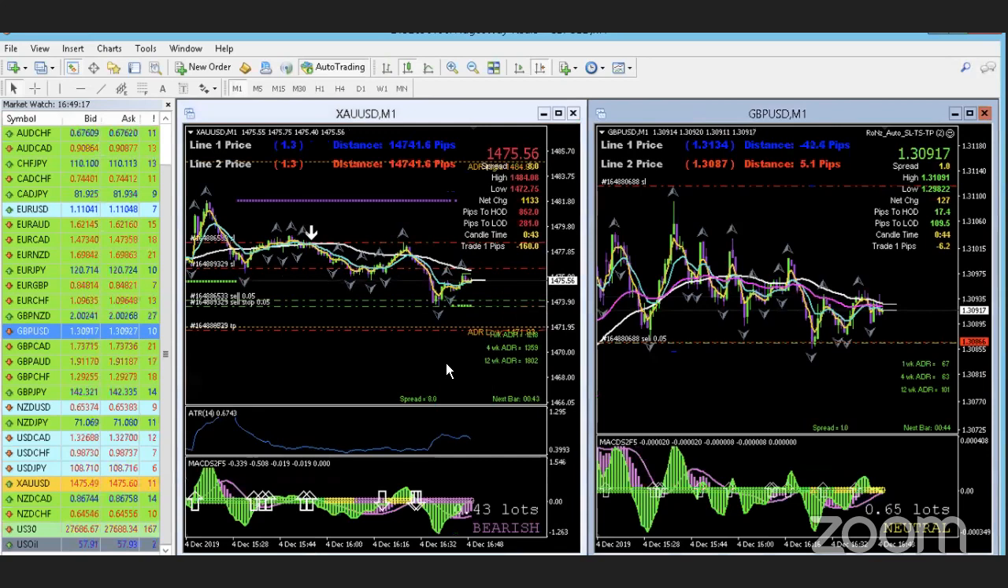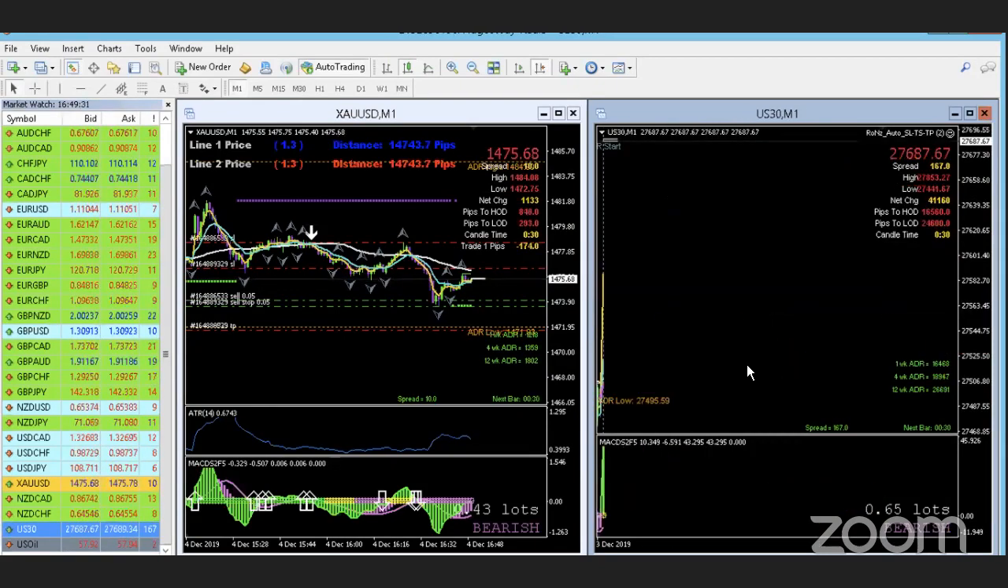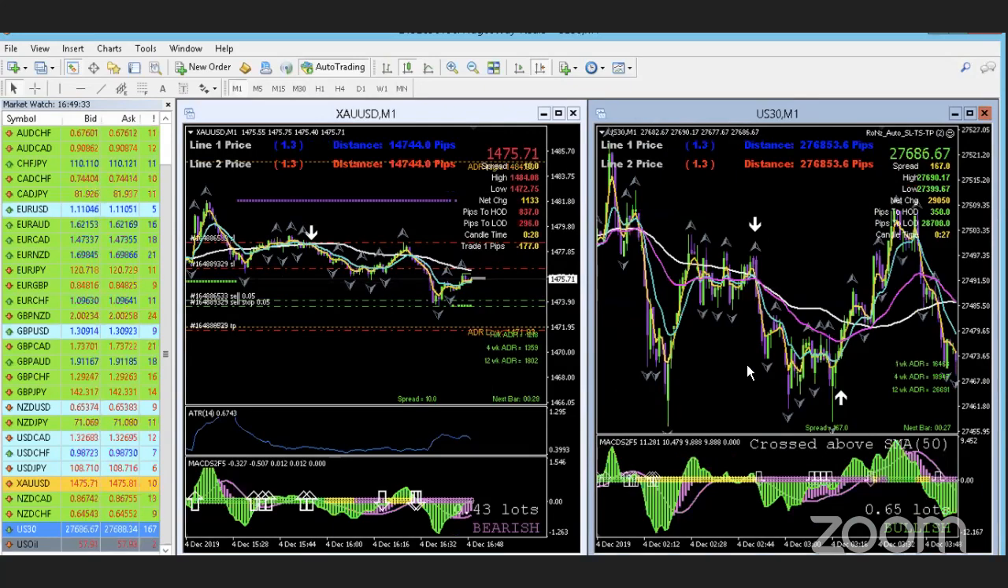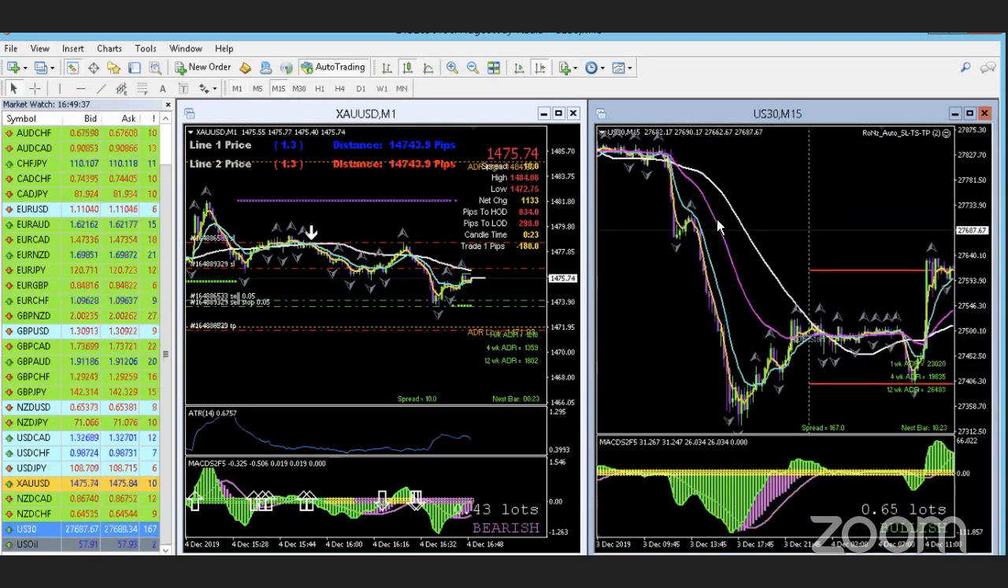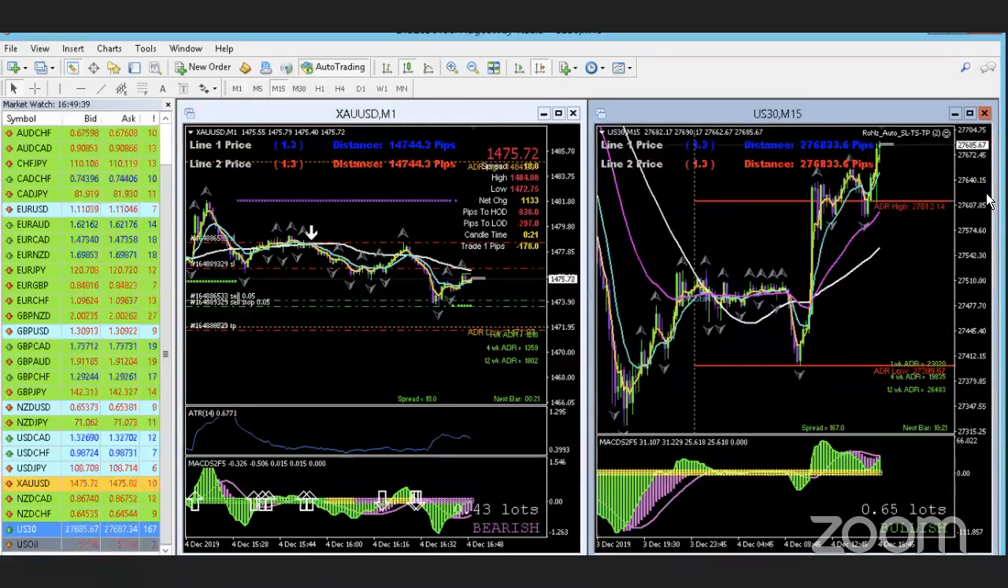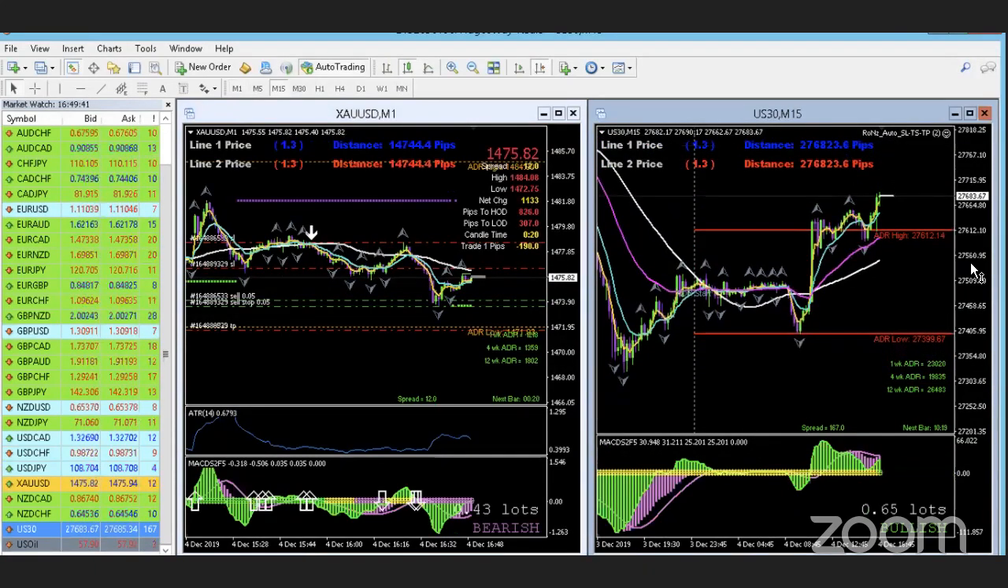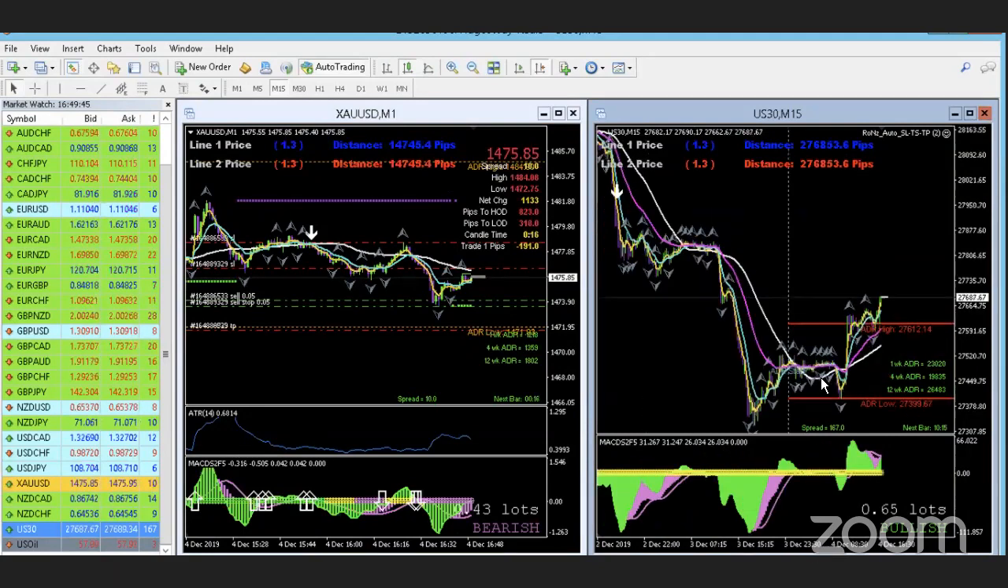If you look on US 30 at the 15 minute and the 1 hour, you're going to see there is a massive divergence sitting right there. Also, it's creating an ascending channel. So I'm going to get nervous if it surpasses 27711.6. If it passes that, then I'll just go ahead and close the trade. I won't take it to my stop loss. That's discipline.